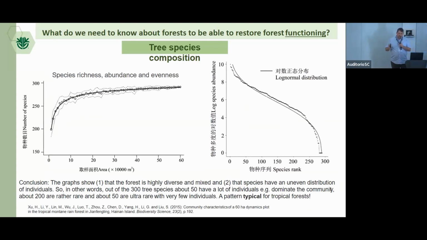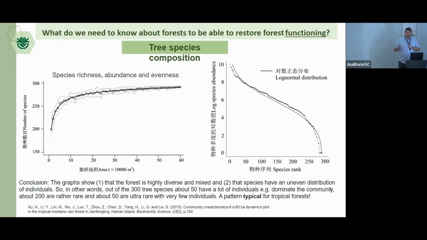What do we need to know about tree species composition? People working in quantitative forest ecology publish tons of papers about this, but usually it's about species richness, abundance, and evenness. The classical graphs you can get from this are actually fairly simple. The first one basically says that the forest is highly diverse and mixed.